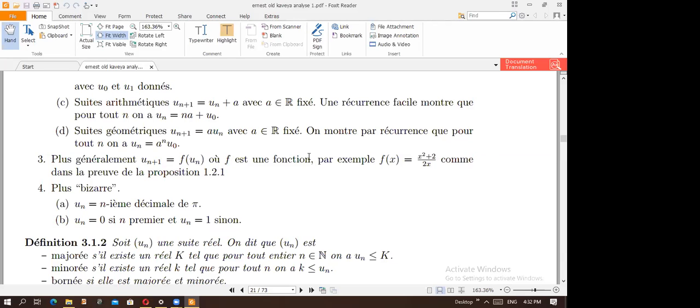For example, let's say this same function is f of x. This same function in terms of x is equal to this, right? But then let's say, for example, it's a function in terms of u n. Meaning that where there's the x here, you're going to put the u n.